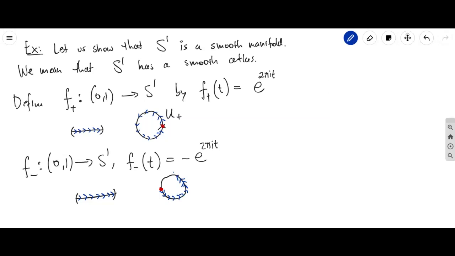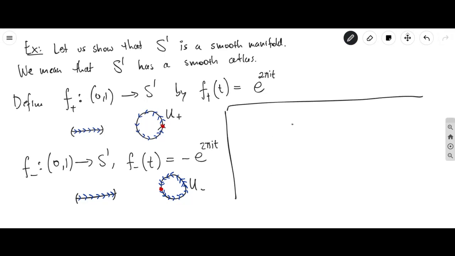It will still go counterclockwise. You might be confused. You might think it goes clockwise, but that's not true. Just carefully think it through. If you're going up like that, the negative of that is on the other side. You're just going like that. So it's still counterclockwise, but it just begins at a different point. So this is the way it wraps around the circle. And the image of this, we're going to call U minus.